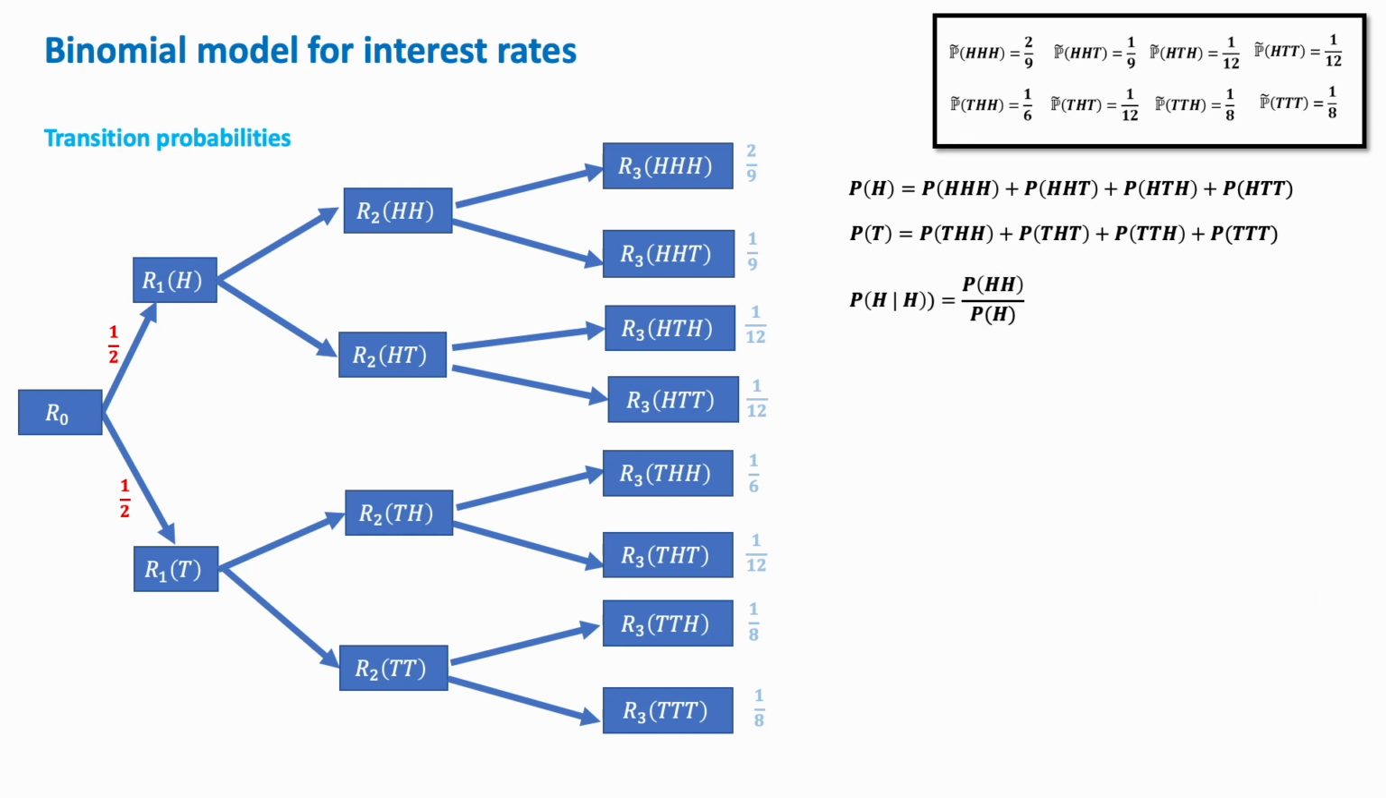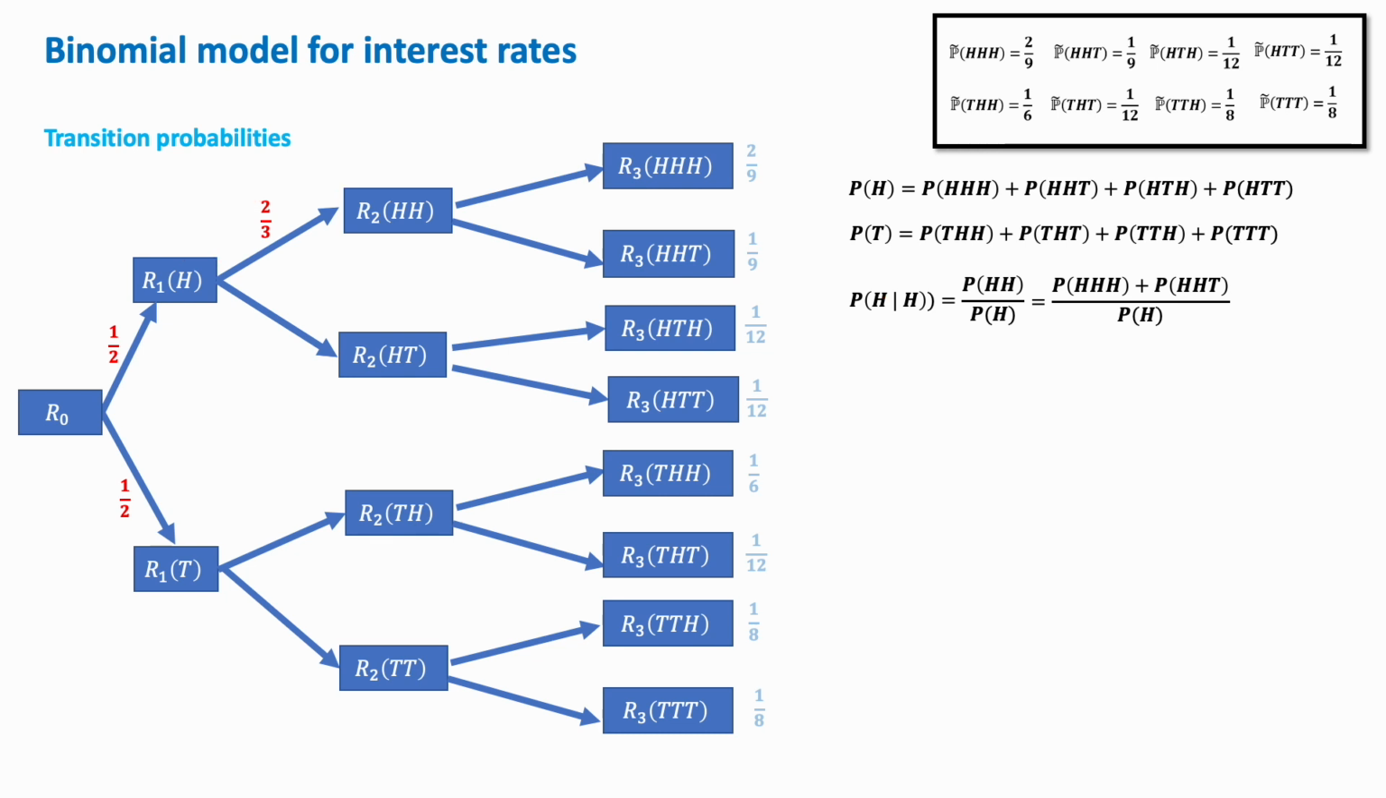So that is the transition probability. Given that we are at H, given that we are at this state, what is the probability of getting another H? That's just the probability of getting H and H for the first two coin tosses divided by the probability of getting H. We look at all the outcomes where the first two are H, sum them up, and divide by the probability that the first coin toss was H.